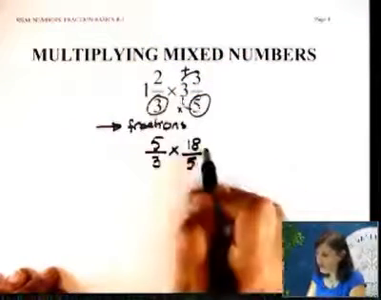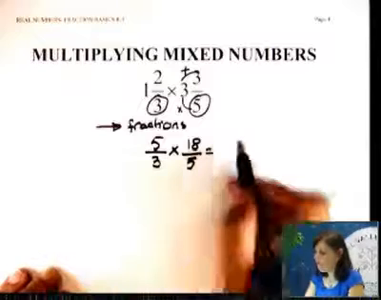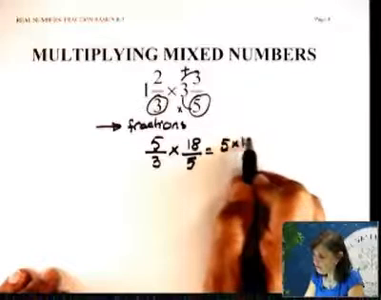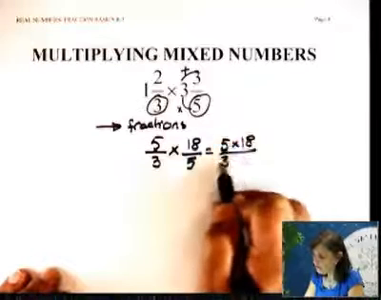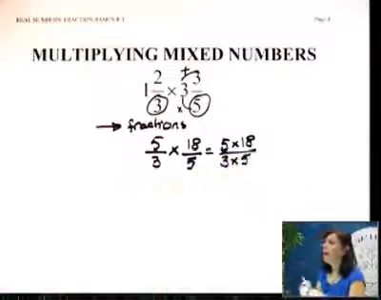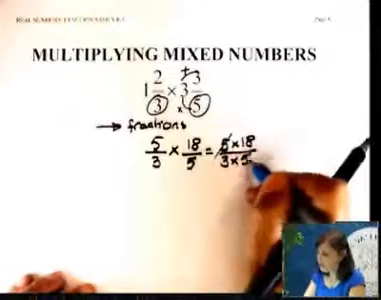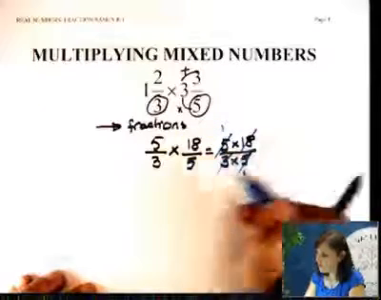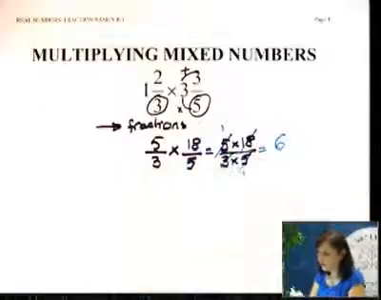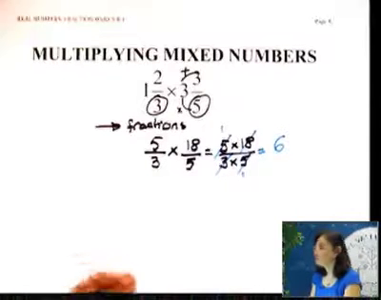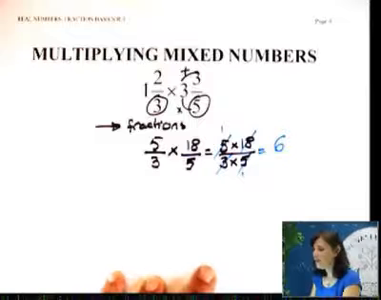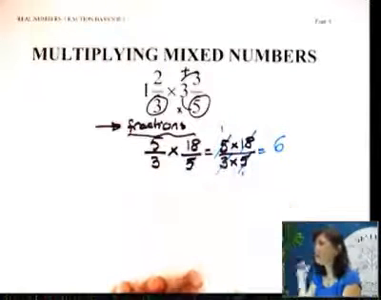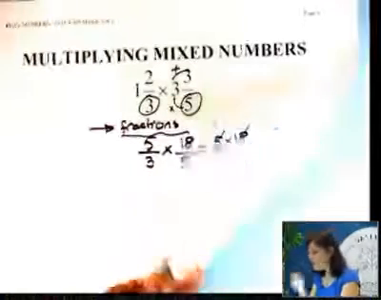Okay, now, can I simplify before I multiply? I just write this out. Okay, now can I cross something off? Yes, I can. And 18 divided by 3, that's 6. You can also check your work with your calculator if you want. But that's how you multiply mixed numbers. You turn them into fractions and then multiply across.